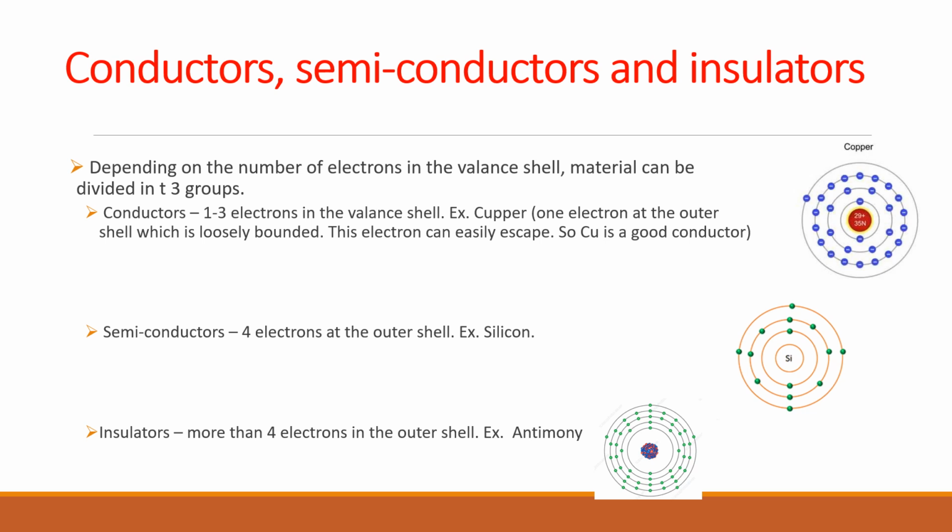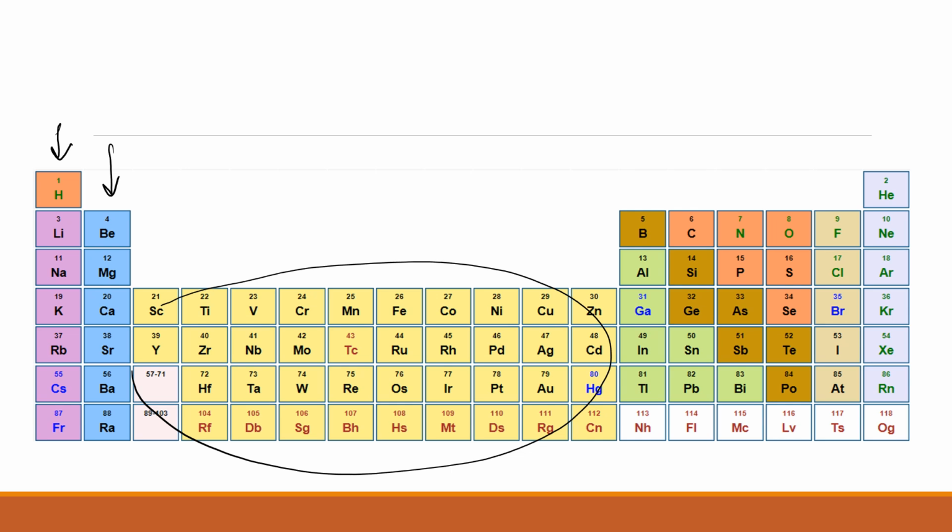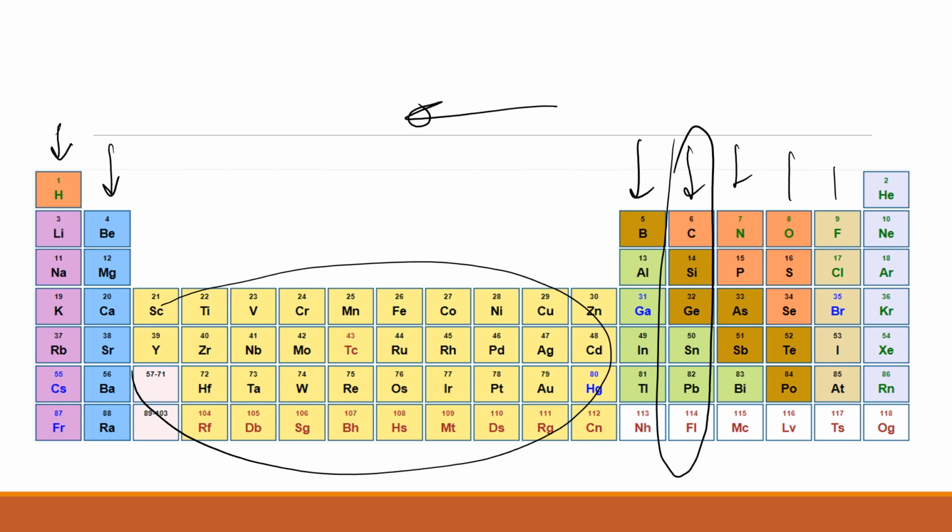So if you go to this one, this is our D block, and this one has 1 electron at the outermost shell. This whole column has 2 electrons, 3 electrons, 4 electrons, 5, 6, 7, 8, like that. So these are the semiconductors. Makes sense? Because these are the materials which have 4 electrons at the outermost shell. So the ones here are conductors, and the ones here, because they have more than 4 electrons at the outermost shell, are insulators.